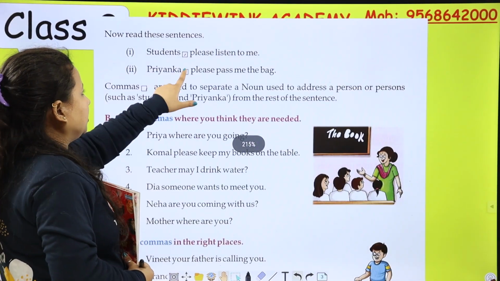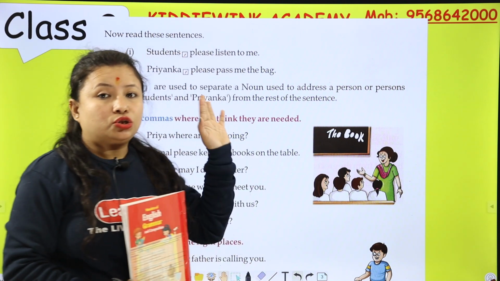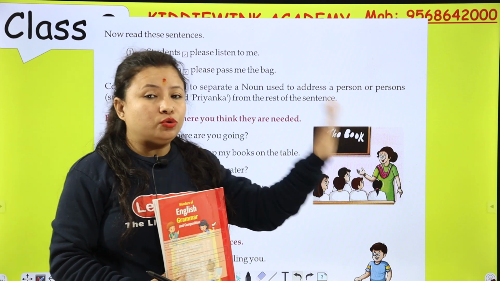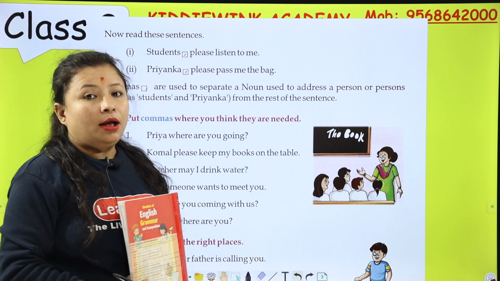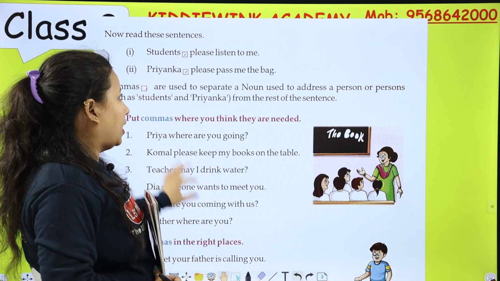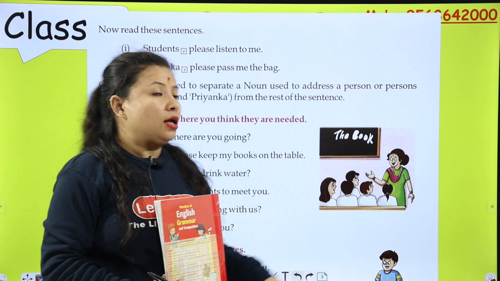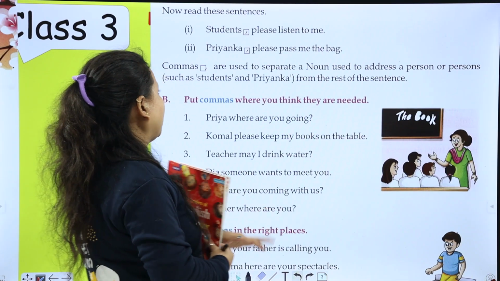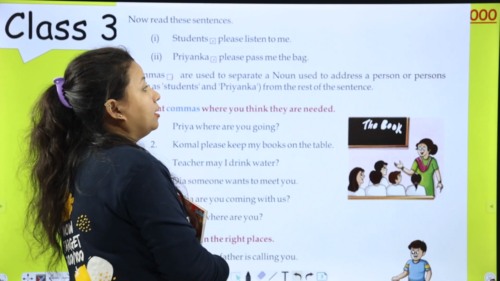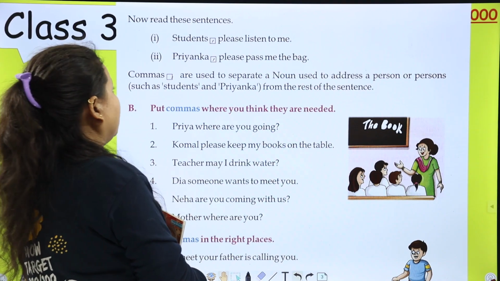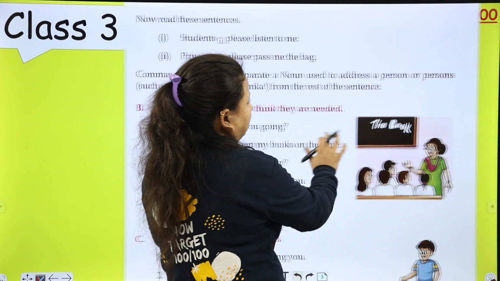Now read these sentences. Students, please listen to me. Students, I am addressing students, please listen to me. Priyanka, please pass me the bag. Priyanka, I am addressing Priyanka, please pass me the bag. Commas are used to separate a noun used to address a person or persons, such as students and Priyanka, from the rest of the sentence.